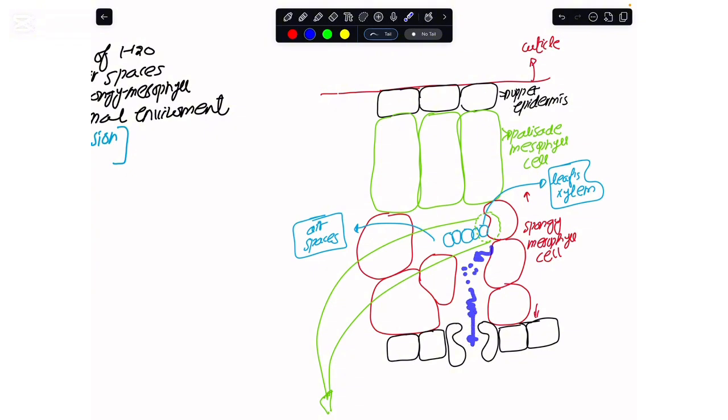And when the water is present here in the air spaces, it diffuses into the external environment. This is what we refer to as the transpiration process. And this transpiration process produces a transpiration pull, which pulls the water up the xylem that we have in the stem.